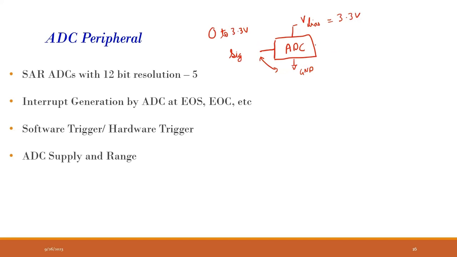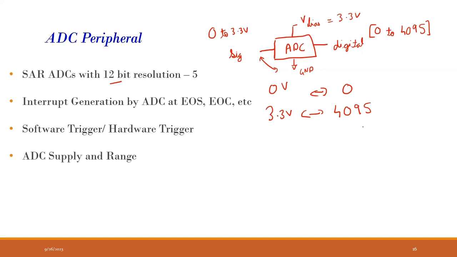This is my digital output. The digital output of my ADC is given over here. It is a 12-bit ADC, so the digital value will range between 0 and 4095, that is 2 raised to 12 minus 1. If I have 0 volt here, it should show me around 0. If I apply 3.3 volt here, it should show me 4095.